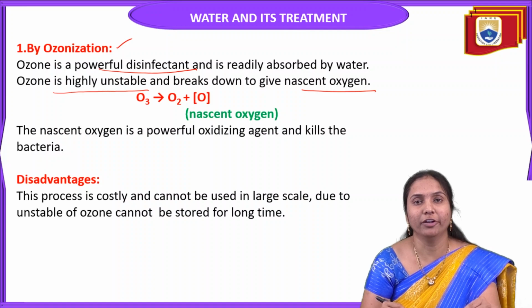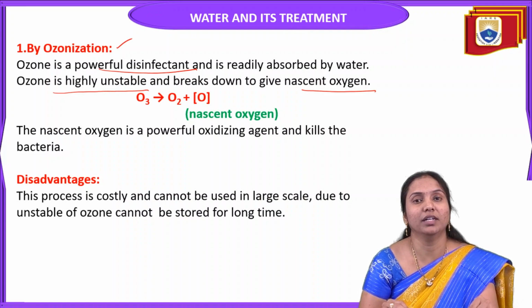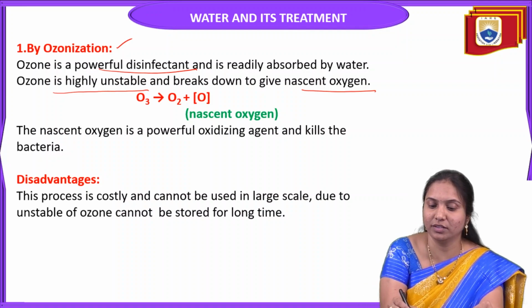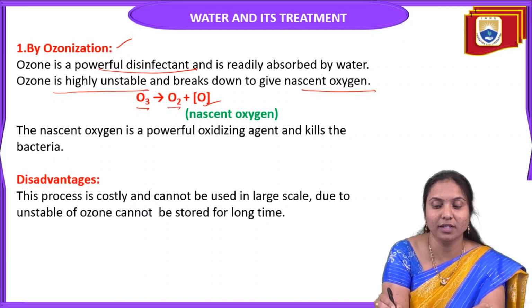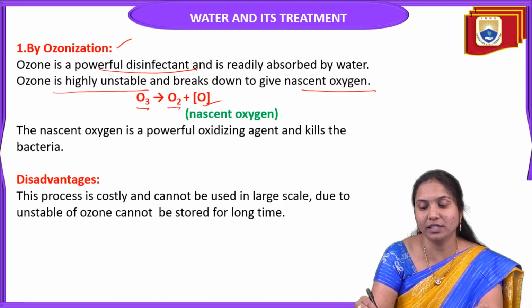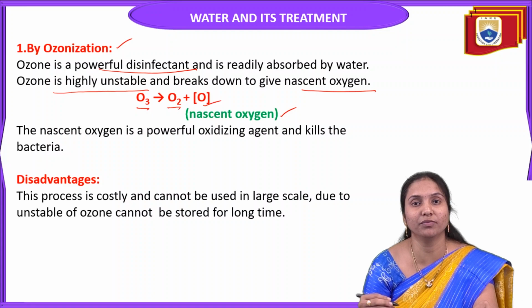Ozone is a powerful disinfectant and readily absorbed by water, but it is highly unstable, so it is easily decomposed into oxygen and nascent oxygen. You see the reaction: ozone, being highly unstable, gives oxygen and nascent oxygen. This nascent oxygen is a more powerful disinfectant than ozone. It reacts with bacteria present in water and kills the bacteria.